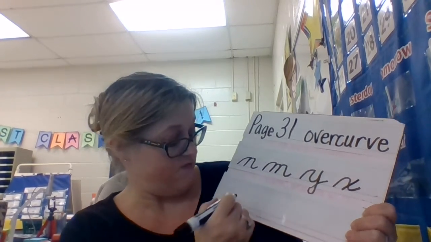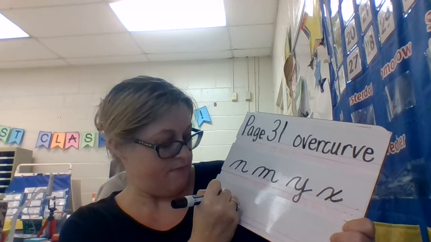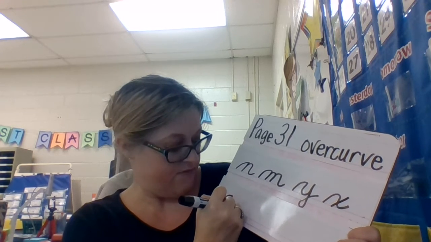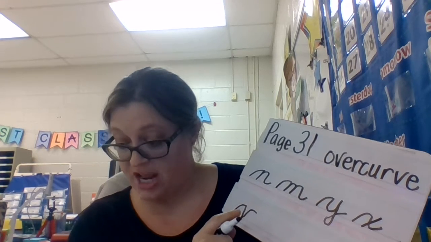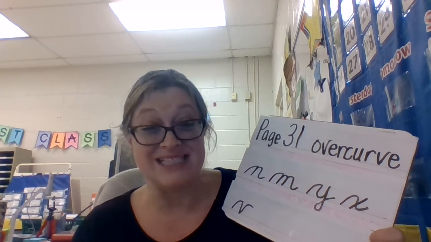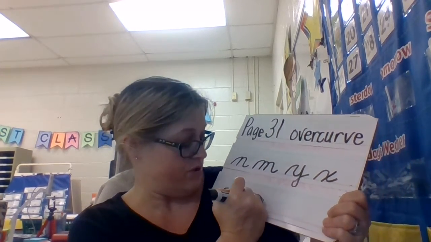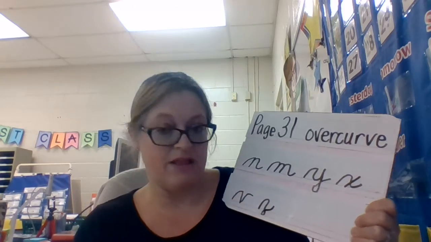Let's do a lowercase v. Starting at the red line, you're going to over curve up, then come down. You're going to give it a little bit more of a V shape to it, okay? And that last letter, you might not even know what that letter is. That is a lowercase z, okay? So it's going to over curve up. You're going to come down and then loop it around like that.